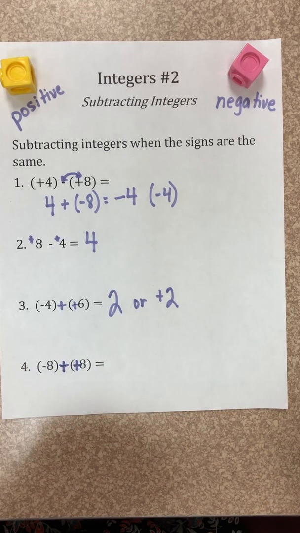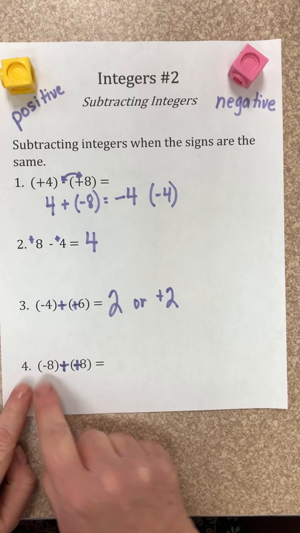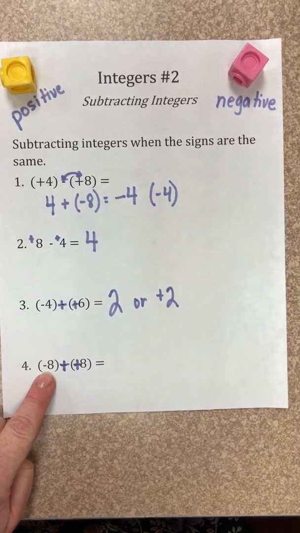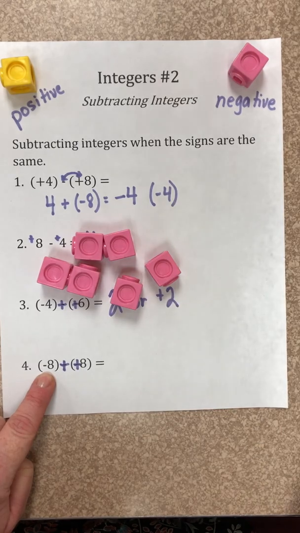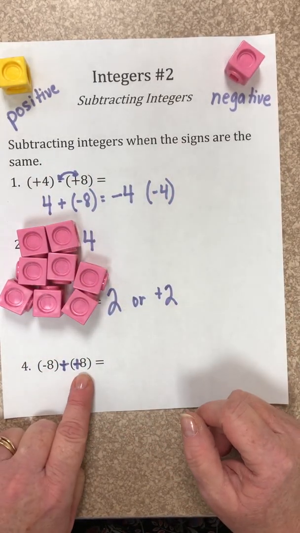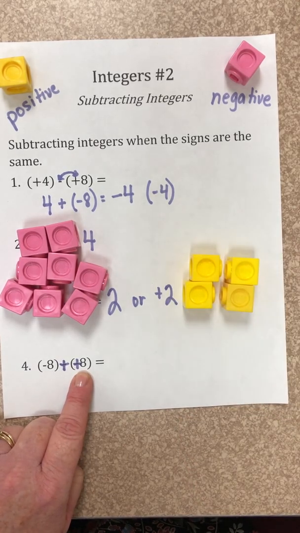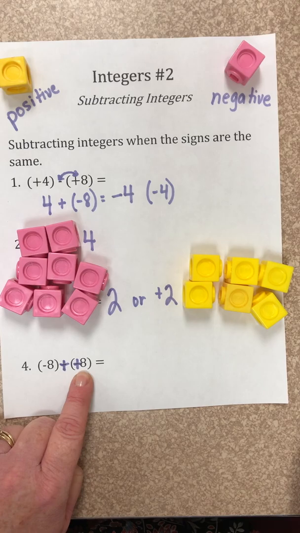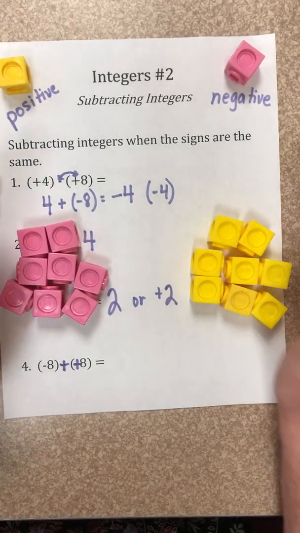And now we can use our linking cubes to help us. We need 8 negatives. Well, negative is pink. So I need 1, 2, 3, 4, 5, 6, 7, 8. Make sure I got 8 there this time. Now this is positive 8, so that would be yellow. 8 yellows. 1, 2, 3, 4, 5, 6, 7, 8. So now this is a plus because we changed it.